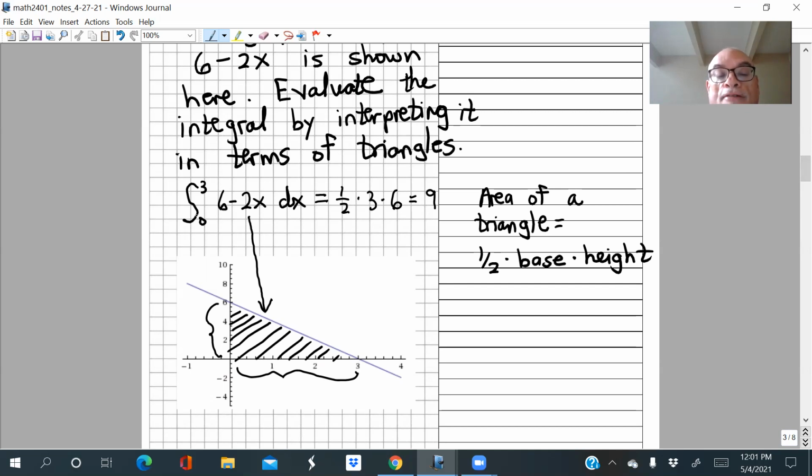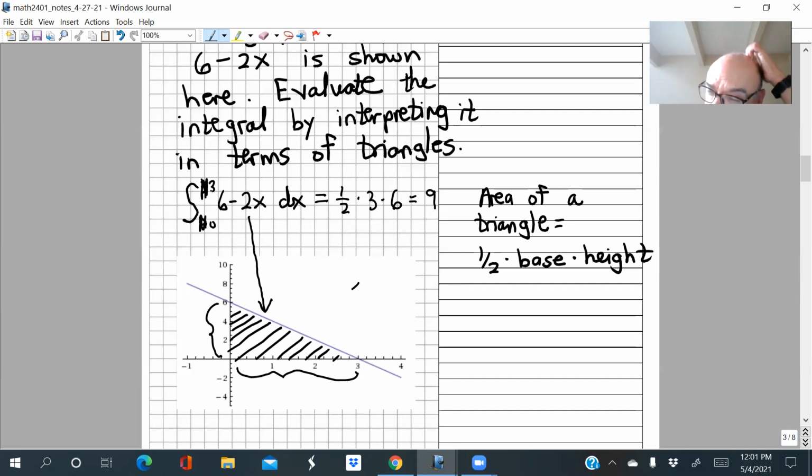Again, notice when you're evaluating a definite integral, that is an integral where you have the limits of integration, you get a number, right? If you take off the limits of integration, so if I had an integral without the limits of integration and you evaluate that, what do you get? You don't get a number. You get a formula, right? You get a function. But when you have limits of integration, you get a number.